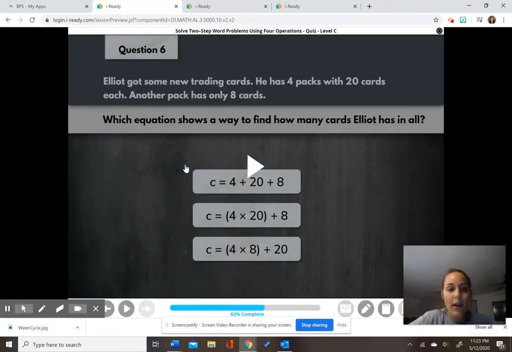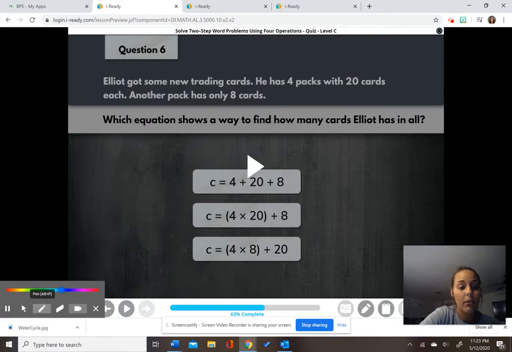Only 3 more. All right, here's where we get a little tricky. We have our variables. If you guys remember our variables, that's when we have letters that represent a value. And you can pick any letter that you want. In this case, they chose C. So Elliot has trading cards, and I'm just going to draw my picture. When in doubt, draw a picture.